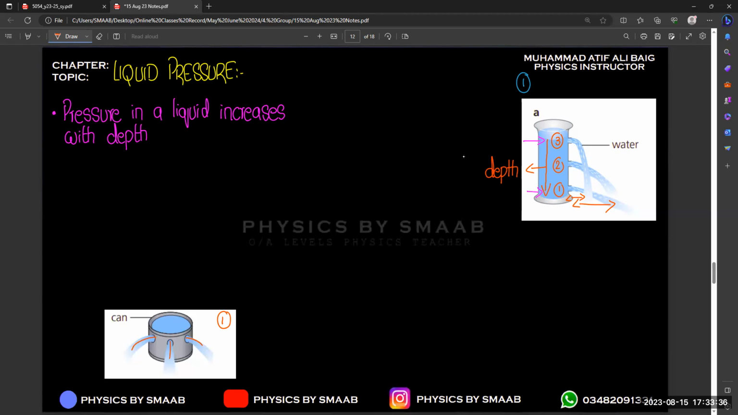Pressure in a liquid increases with depth. The more you go into the depth, the greater the pressure on the body will apply, right? And one more thing that we observe from diagram number 2 or 1 on the left-hand side, that is the Pascal's law statement. Basically, pressure at one depth acts equally in all directions.